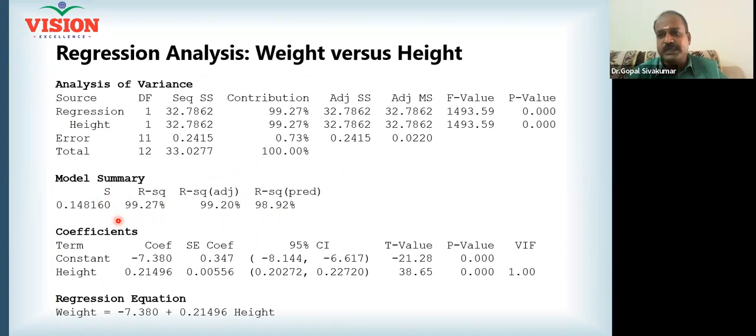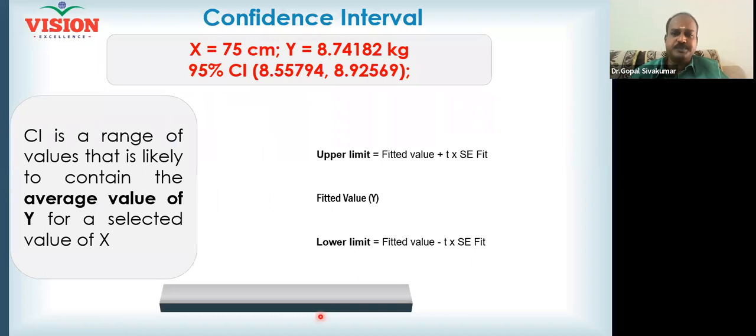S very, very low means the residual is low. When the residual is low, then adjusted R square is high, and your predicted R square will be very high, right? And this is the regression equation. Now, this is for the confidence interval.